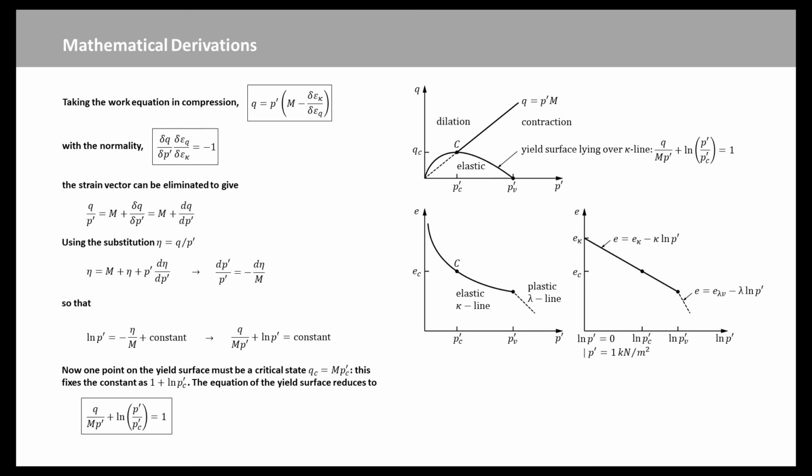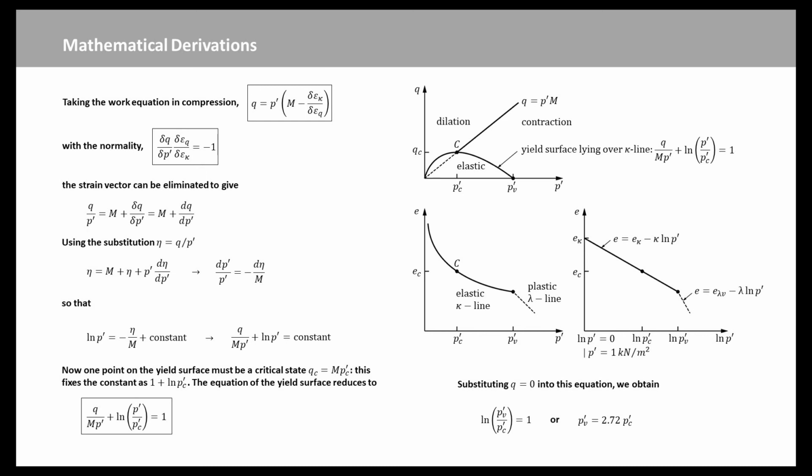One of the most powerful aspects of the ChemClay model is that it predicts that the extent of a kappa line is limited. There is a pressure PV', which, if applied, causes plastic contraction even in the absence of deviatoric stress. We are already acquainted with the steep lambda line, which describes plastic compression after the pre-consolidation pressure PV' has been exceeded. Substituting Q equal to 0 into the yield surface equation, we obtain this expression.